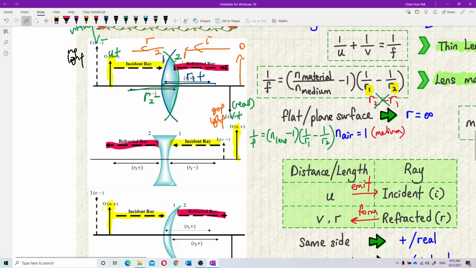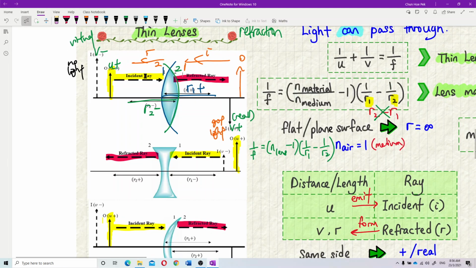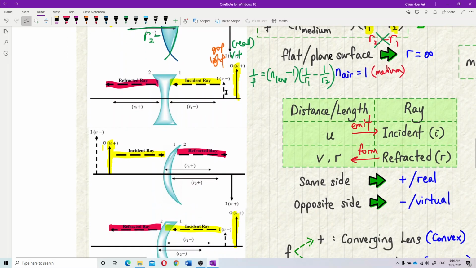Okay, you ask me which position should I put the object? Should I put the object at the left hand side, or at the right hand side? Both will give you the same answer. Believe me, you surely get the same value of focal length. No matter whether you put the object at the left hand side or right hand side, you get the same focal length. So it doesn't matter. Whichever one you choose, both are accepted. Yeah, understand?